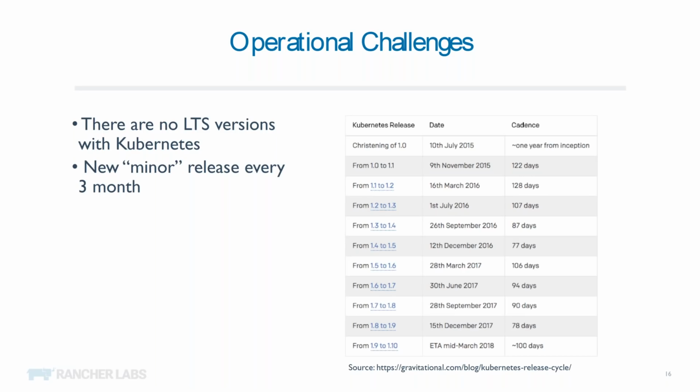There is no LTS version of Kubernetes, like in Ubuntu, for example. There's a quote-unquote minor release every 3 months, and these releases really aren't minor. They could have brand new objects, breaking changes from alpha to beta, and there's all kinds of things that change from version to version.